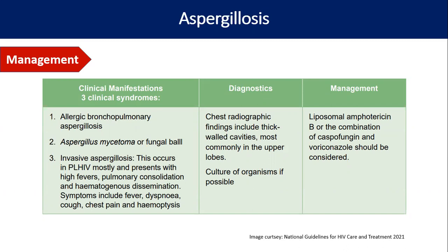So we find cavities here also, so we need to differentiate it from tuberculosis. Then management: liposomal amphotericin B or the combination of caspofungin and voriconazole should be considered.